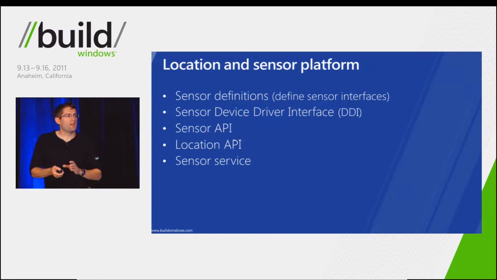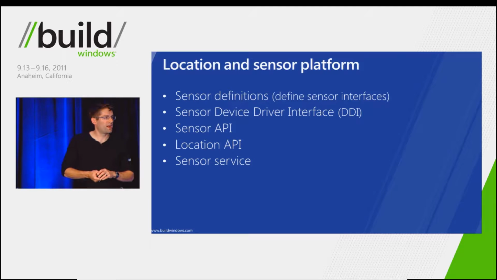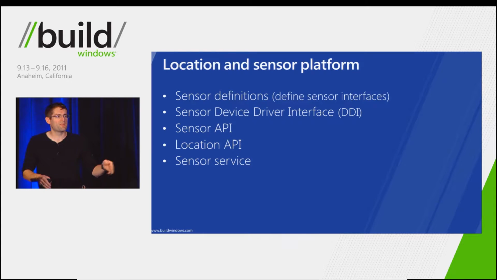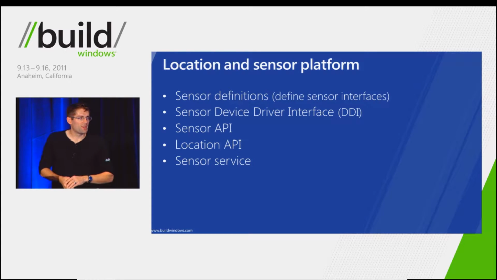The Location API is much like the Sensor API, but it provides a layer of abstraction between all of the different types of location providers on the system and the application. So based on the age of the data and the accuracy of the data, the Location API provides that prioritization and transition logic so that apps can just access location in a uniform and seamless way.